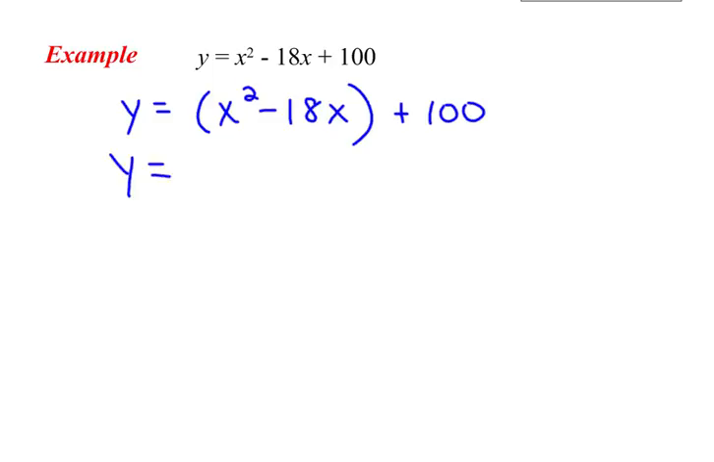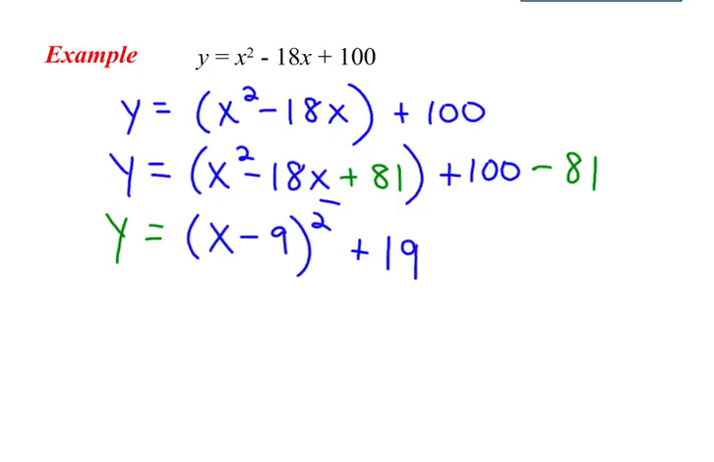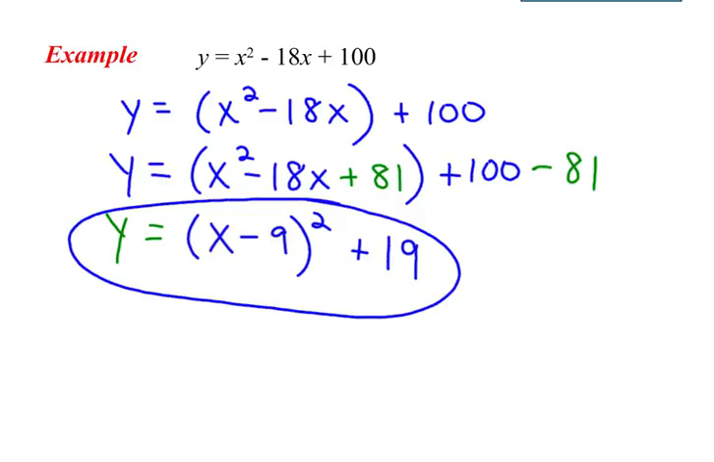We are now ready to take half of 18, which is 9, and square it, which is 81. And we're going to add it here, and subtract it here. Now we factor what's in parentheses, and again, we don't have to go through all the steps of factoring because we know it was the half of 18, the 9, that got us the 81, so let's just say x minus 9 squared. And minus 81 gives us 19. And there's our quadratic equation in vertex form.